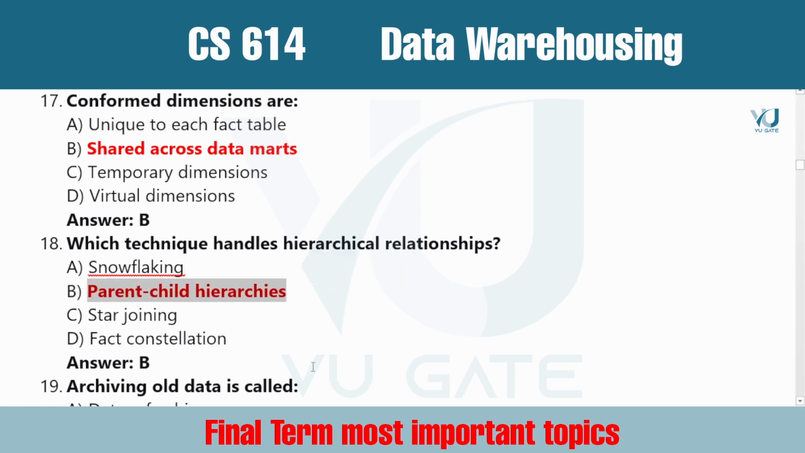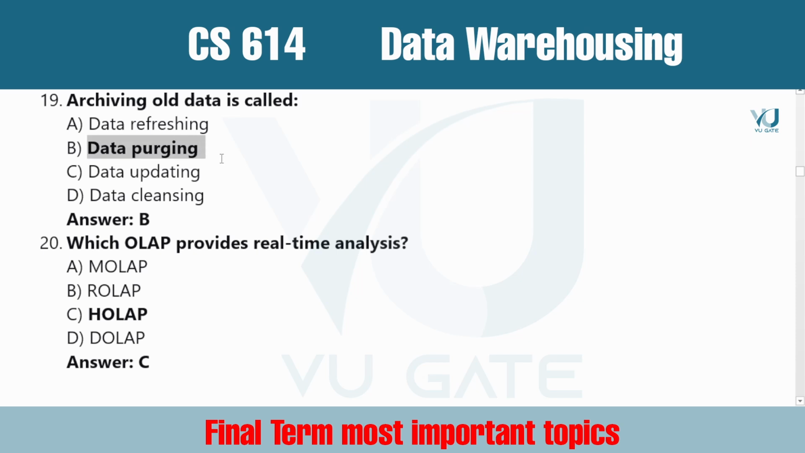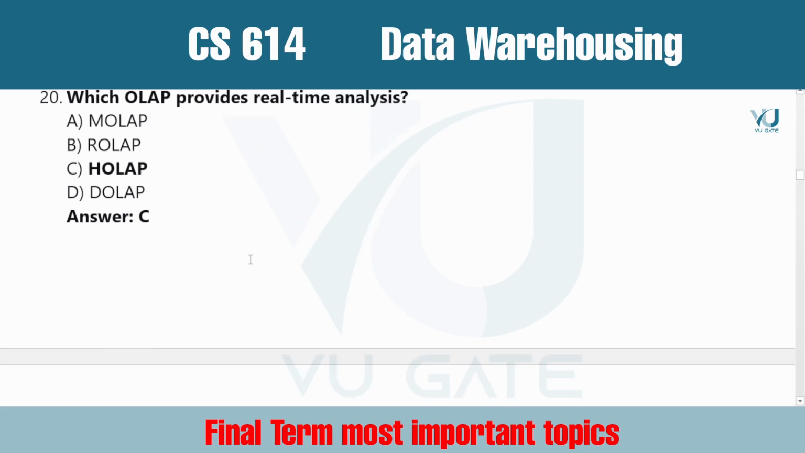Question 19. Archiving old data is called. The correct answer is option B, data purging. Question 20. Which OLAP provides real-time analysis? The correct answer is option C, HOLAP.